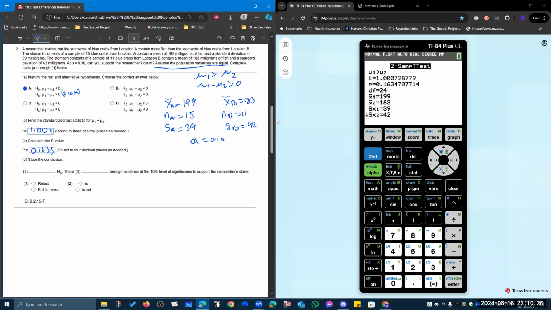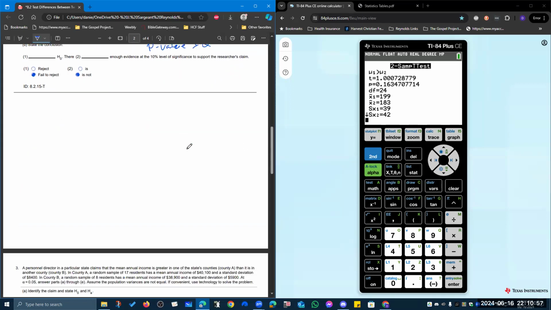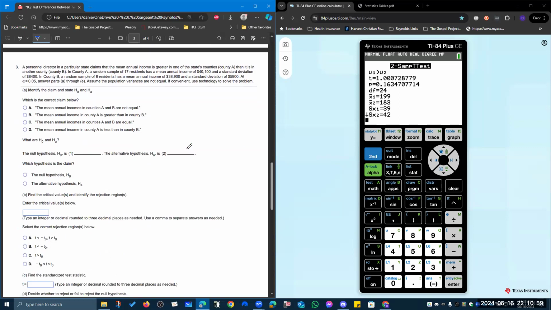And so because P is greater than alpha, that means that we're going to fail to reject H naught. And our claim is in HA, so there is not enough evidence to support the claim at the 10% level of significance. Let's move on to the next question.